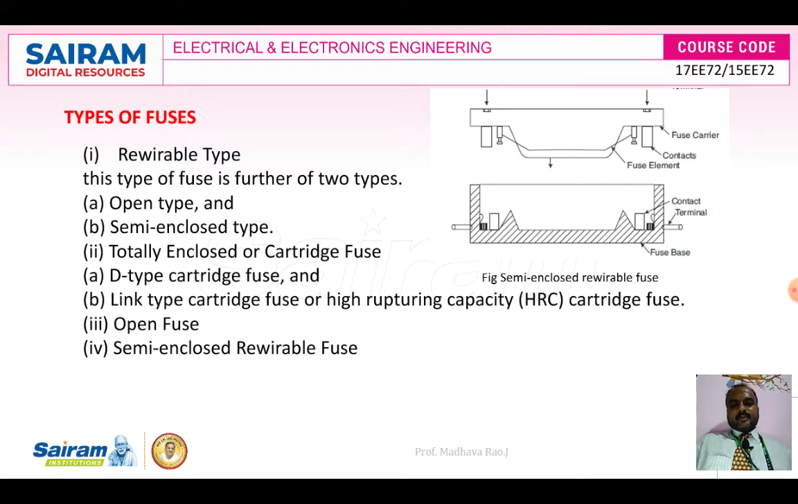Coming to the first one, rewirable type fuse. Again, these are classified into two types: open type and semi-enclosed type. The semi-enclosed type fuse you can see in this diagram. It consists of two parts: one is fuse carrier and the other is fuse base. The fuse carrier again consists of a fuse element. The fuse element is connected between contacts. Those things we can observe in this diagram.